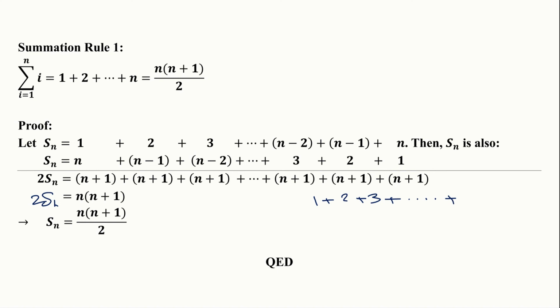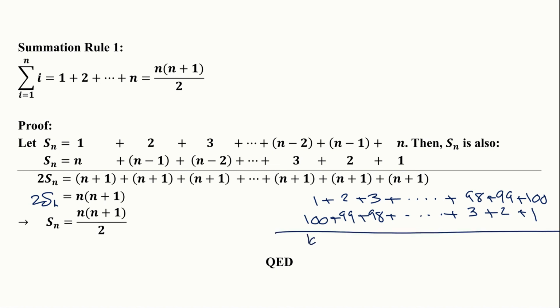Notice Gauss did it for 1 to 100 like this: 1 plus 2 plus 3 plus dot dot dot plus 98 plus 99 plus 100, right? And then he wrote the 100 here, and then the 99, and then the 98, and then dot dot dot, and then plus 3 plus 2 plus 1. Then notice you get 101 plus 101 plus 101, right? Plus 101. So this was a brilliant method that he used, and he realized there's 100 of those 101s.